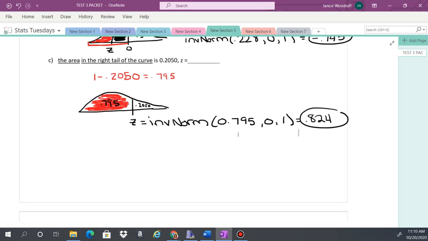All right, so that's our z-value, 0.824. Okay, then just a little bit more, 6.4. Now we're going to do applications.